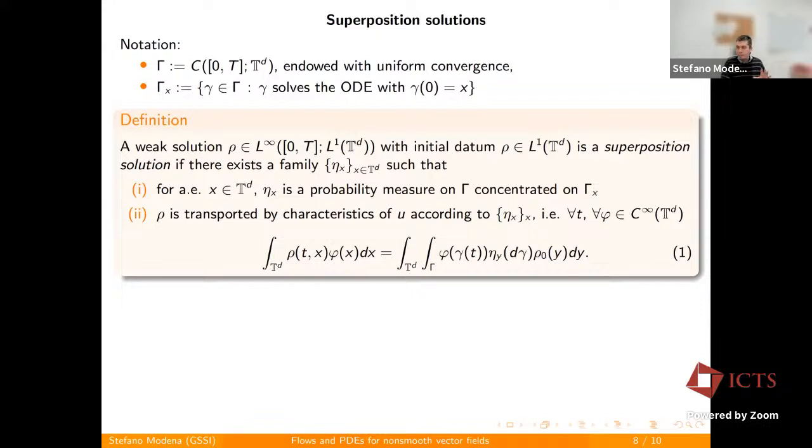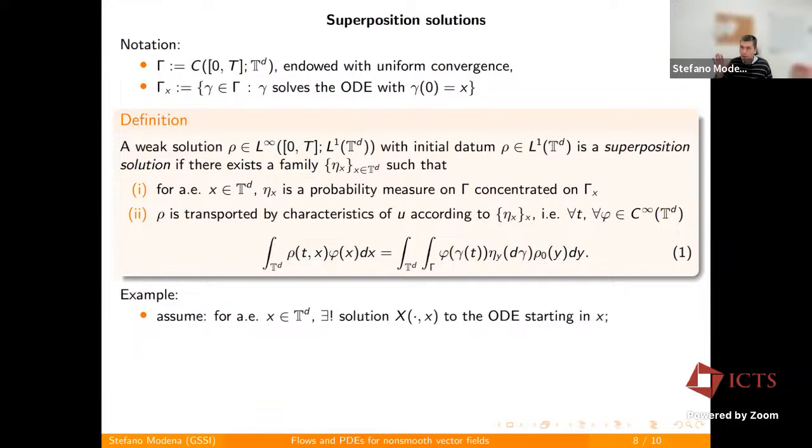This could look quite mysterious. I will make an example in a second, hopefully to make it more clear. But somehow what this means is that rho is transported by the characteristics of U according to this family of probability measures. So let me do an example.